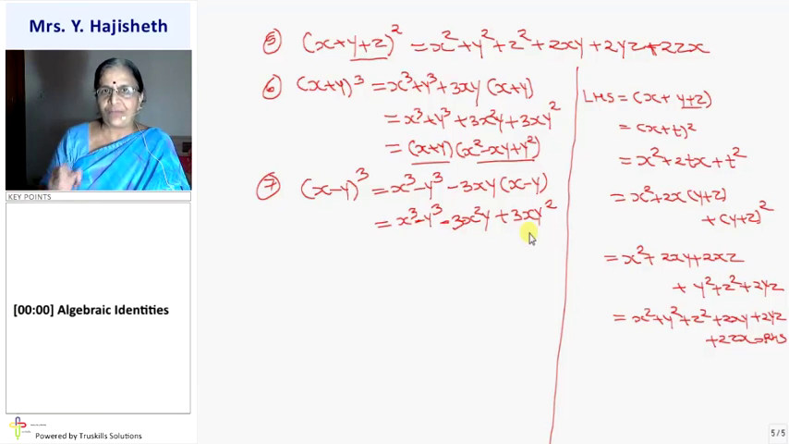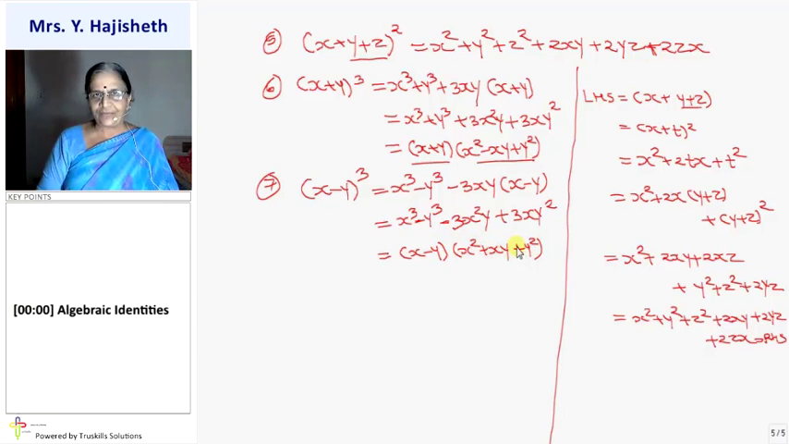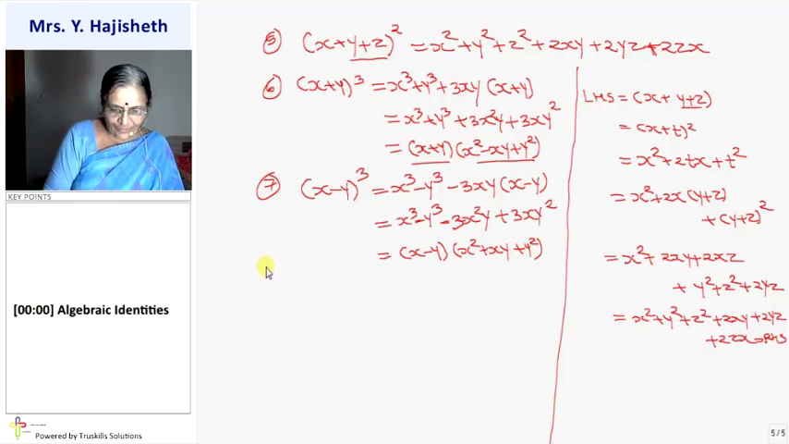x³ - y³ - 3xy(x - y). When I open it, it is 3x²y + 3xy². And another way of writing this is (x - y) factors, (x² + xy + y²). So 3 new formulas you have learned. In 9th, you are going to learn some more formulas.